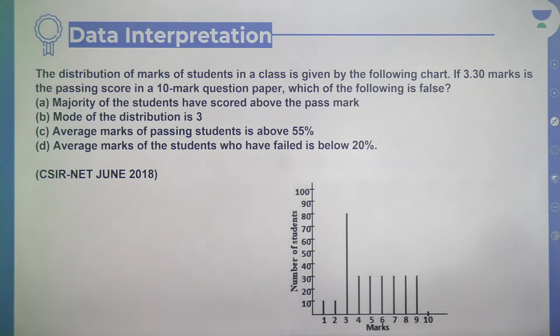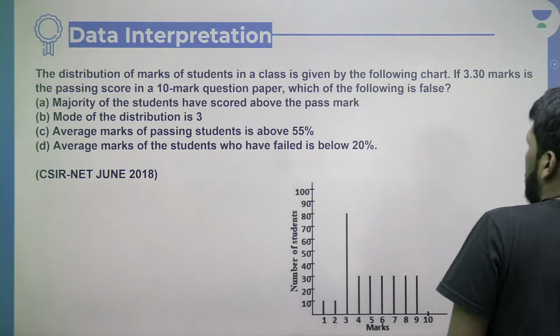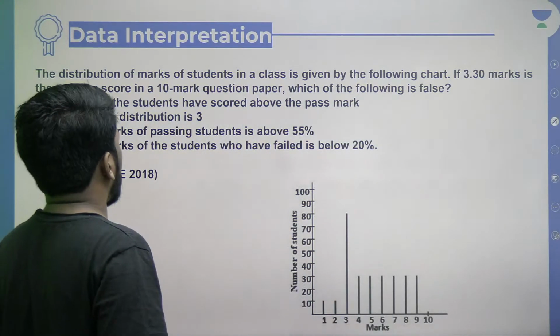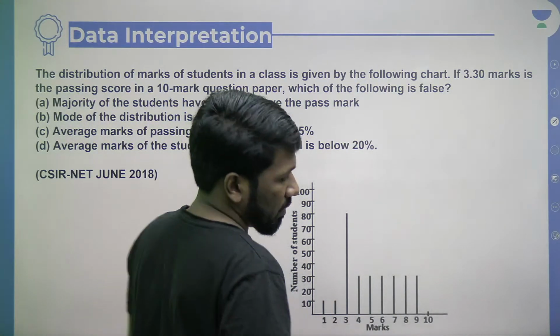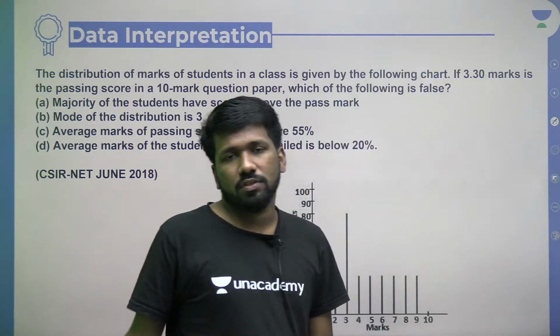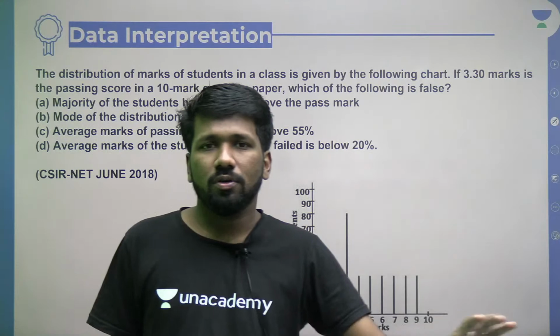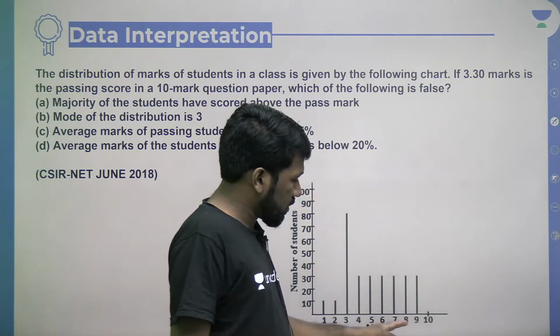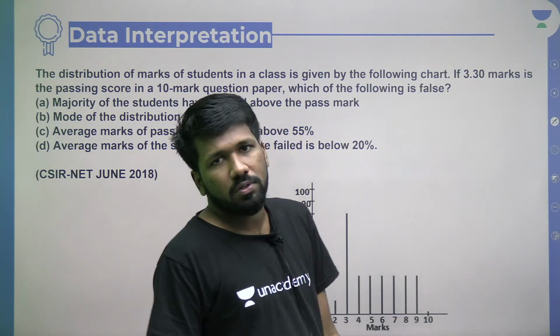Okay, so I'll explain. The distribution of marks of students in a class is given by the following chart. If 3.30 marks is the passing score in a 10 mark question paper. So the exam is on 10 marks. Out of 10 marks, if a student gets 3.3 marks also, he will be passing. But here look at the marks: 1, 2, 3, 4, 5, 6, 7, 8, 9, 10. In natural numbers it is written.